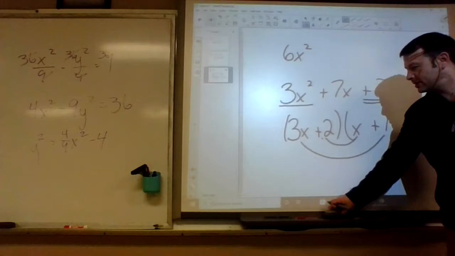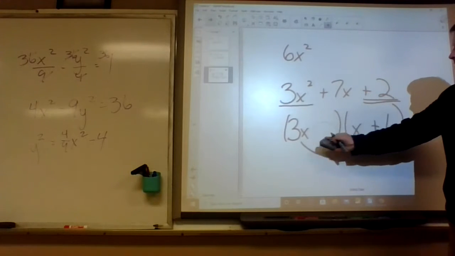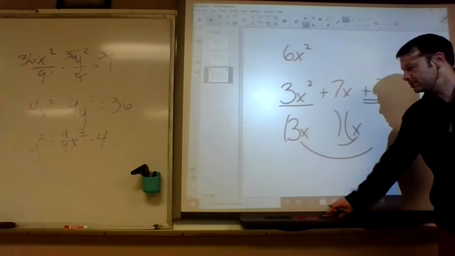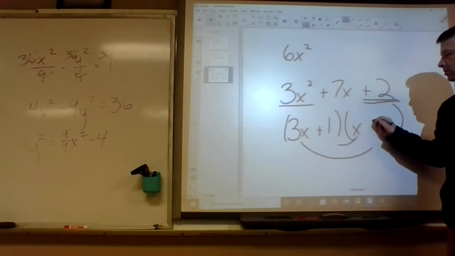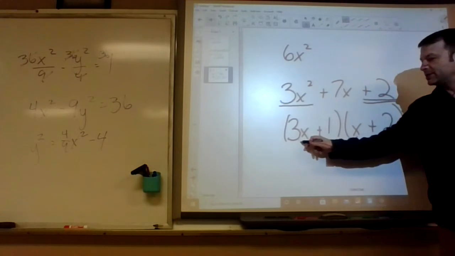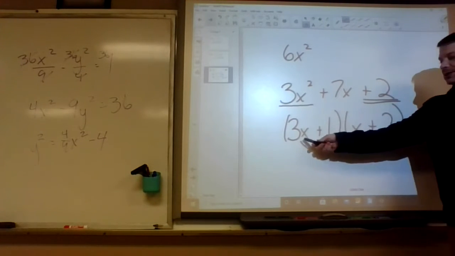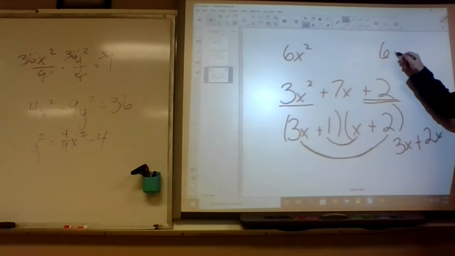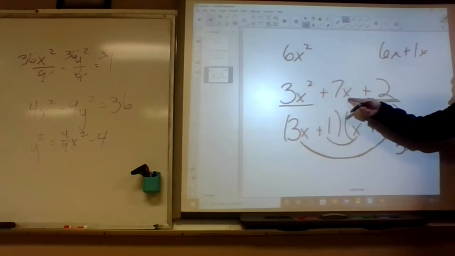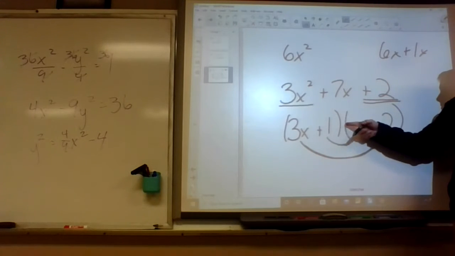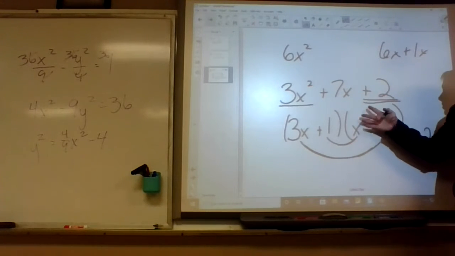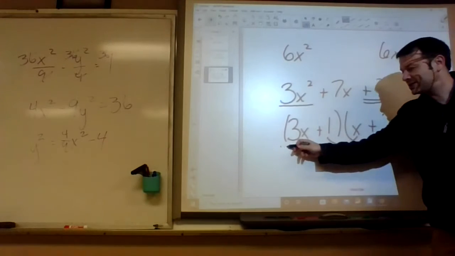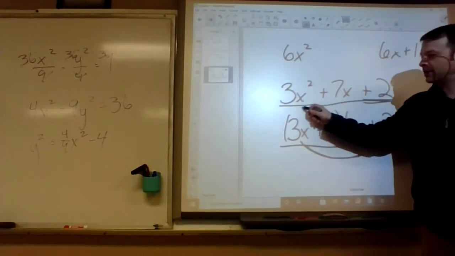But instead of 2 and 1, what if I do 1 and 2? Then it's right, because now the outside gives me 6x and the inside gives me 1x, and that's 7x. So that works. That means if I FOIL the whole thing, this would be right. So this is the factored answer.